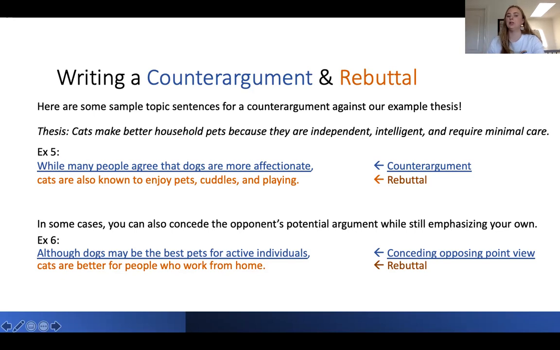In some cases, you can even concede the opponent's potential argument while still emphasizing your own. Although dogs may be the best pets for active individuals, cats are better for people who work from home. You're not necessarily saying the opposing side is wrong here. Dogs may be the best pets for active individuals, but cats may still be better household pets for the average person, for someone working from home, or for someone with a less active lifestyle. So here we have two examples of how counterarguments and rebuttals can work within one sentence, and you can spend the rest of your paragraph focusing on that rebuttal.